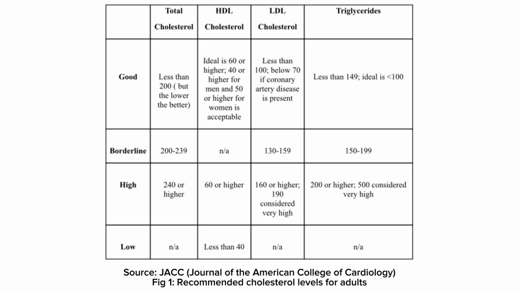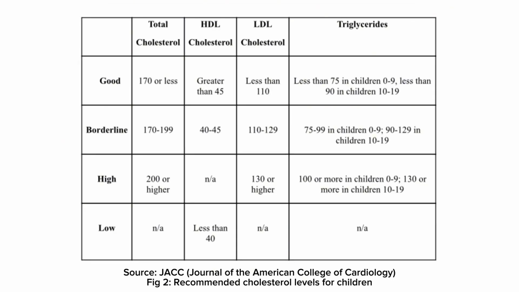less than 100 milligrams per deciliter is ideal. Moderate cholesterol levels: total cholesterol between 200 to 239 milligrams per deciliter, LDL cholesterol between 130 to 159 milligrams per deciliter, triglycerides between 150 to 199 milligrams per deciliter. High cholesterol levels: total cholesterol 240 milligrams per deciliter or higher, HDL cholesterol higher than 60 milligrams per deciliter, LDL cholesterol 160 milligrams per deciliter or higher, 190 milligrams per deciliter or higher is very high, triglycerides 200 milligrams per deciliter or higher, 500 milligrams per deciliter or higher is very high.